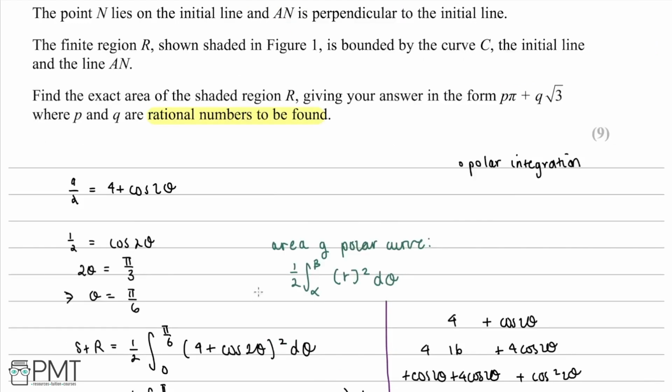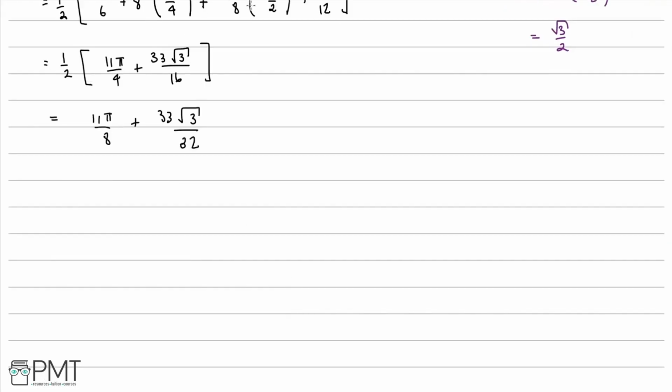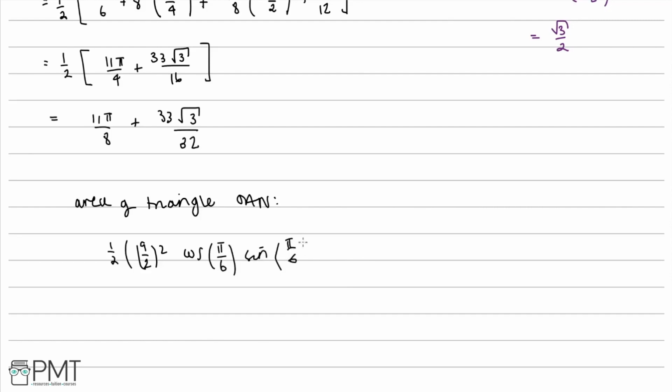So let's move our workings back down to our question. So thus the area of the triangle OAN will be 1/2 times 9 over 2 squared times cos pi over 6 times sine pi over 6. And we can put this into our calculator to calculate the value 81 root 3 all over 32. Great, now we know the area of S, and thus the area of R.